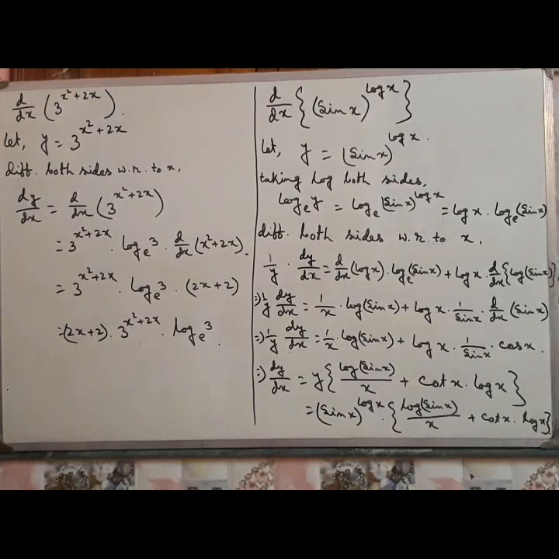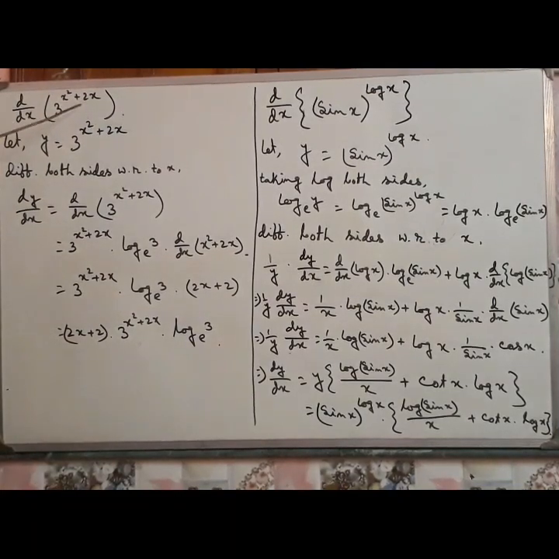Now we took two examples. The first one, 3 to the power x square plus 2x. Now you see the variables are used as the power of a constant term. So which form? It is the form of a to the power x. So if we differentiate both sides with respect to x, that is dy dx is equal to, what is the derivative of a to the power x? A to the power x log a to the base e. So a is 3 here, so a to the power x log 3 to the base e.